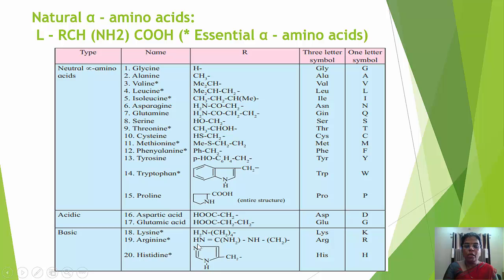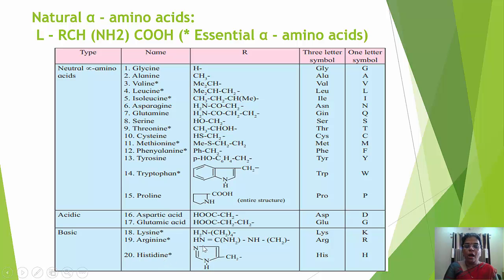Now the alkyl group attached to the alpha carbon atom of alpha amino acid is CH2NH, CNH2 double bond NH. Now it is represented as ARG or R. And the last one is histidine. It is also an essential alpha amino acid.